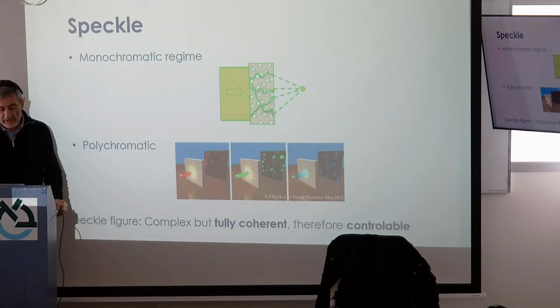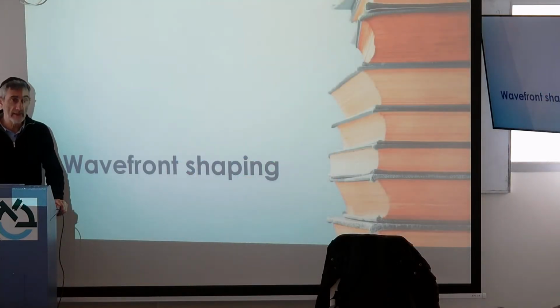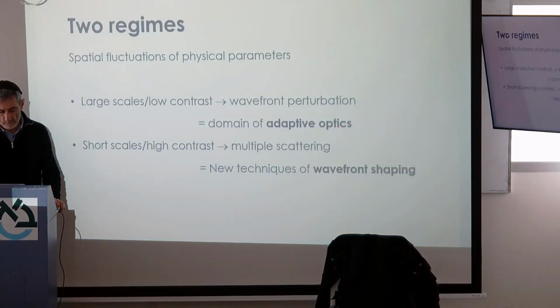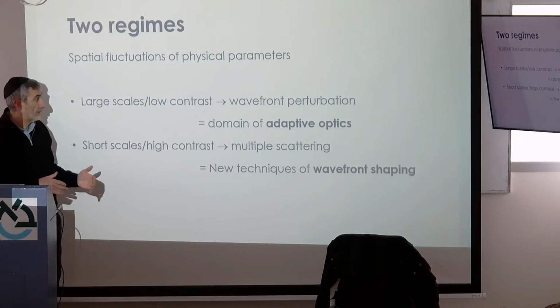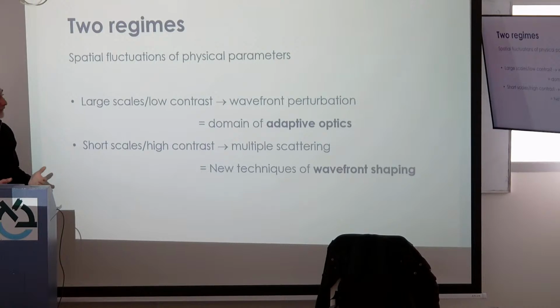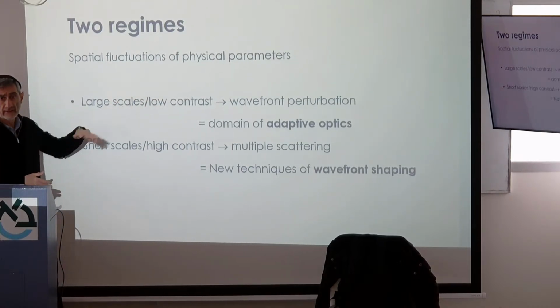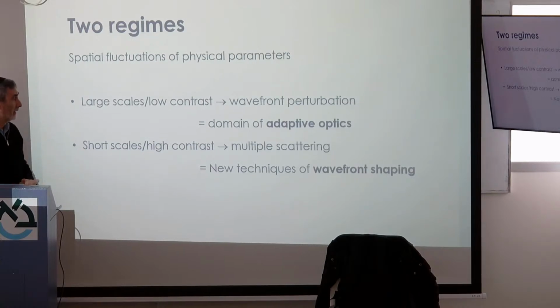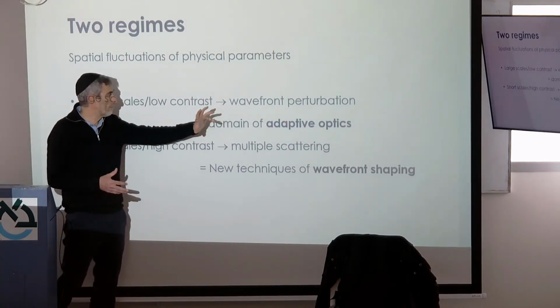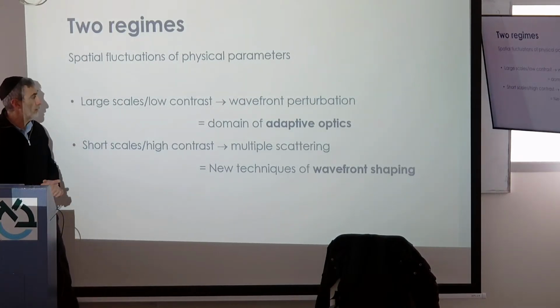The technique that has been developed quite recently is called wavefront shaping. So that's what I would like to introduce now. Let's consider first two different regimes. You can have multiple scattering in different contexts. You can have multiple scattering on large scales with low contrast. So this is typically turbulence, like atmospheric turbulence. That will modify the wavefront. It will perturb the wavefront.